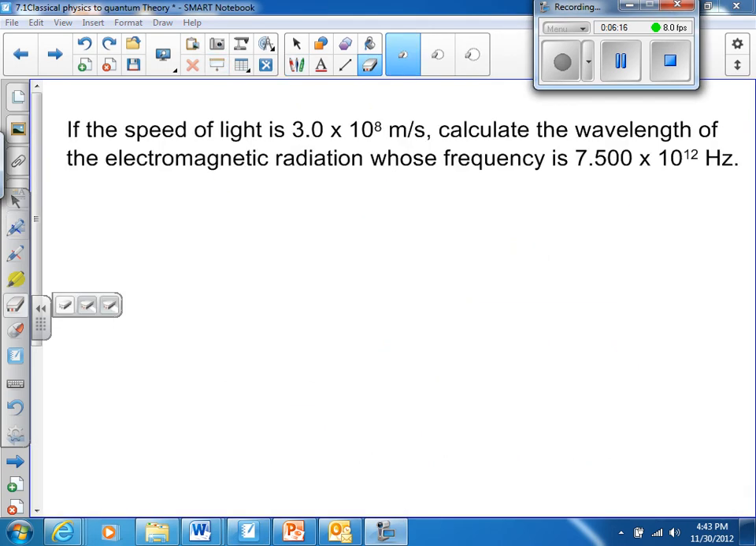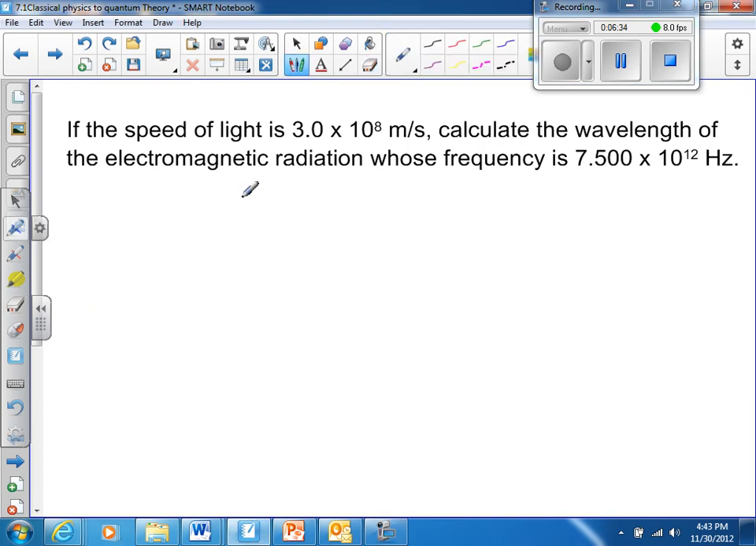Let's do a problem, now that hopefully you have an idea of what wavelength and frequency are. If the speed of light is 3 times 10 to the 8th meters per second, as we just told you, calculate the wavelength of the electromagnetic radiation whose frequency is 7.5 times 10 to the 12th hertz. You might be able to do this on your own. If you can, just go ahead and pause while I solve this.